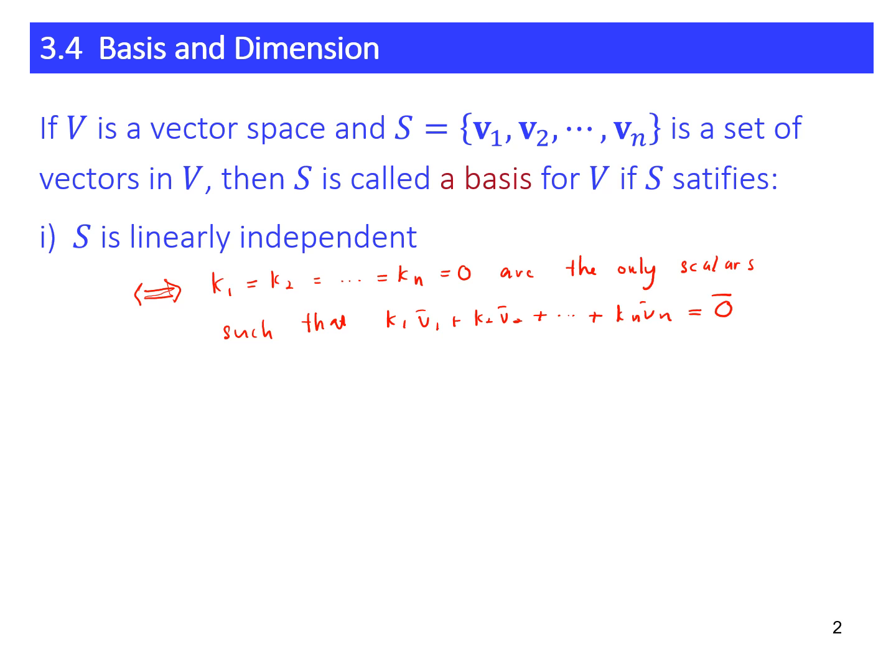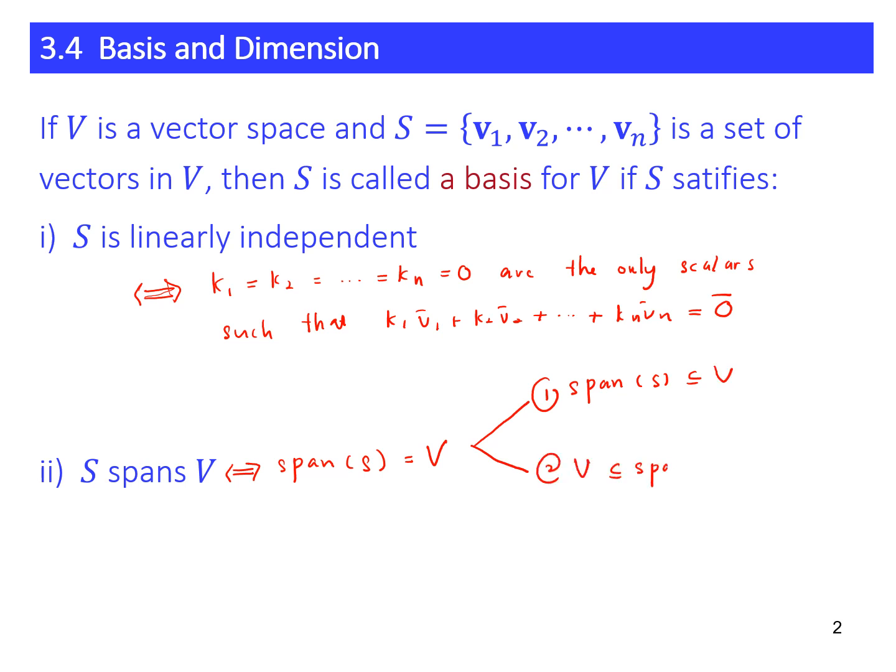Alright, so that's the first condition. The second condition is S spans V. Recall from the second subtopic in topic 3, S spans V means span S is equal to the vector space V. So this is equal, that means there are two things. The first thing is span S is a subset of V and V is a subset of span S.